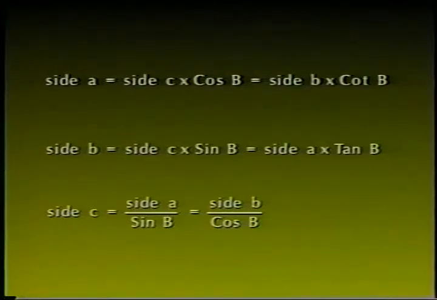This graphic shows the other three sets of rearranged trig functions for solving right triangles. Side A equals side C times cosine B, or side B times cotangent B. Side B equals side C times sine B equals side A times tangent B. Side C equals side A over sine B equals side B over cosine B. Inspection of a problem and then a correct choice of function always yields the correct solution, providing the simple math like multiplication and division is done correctly.